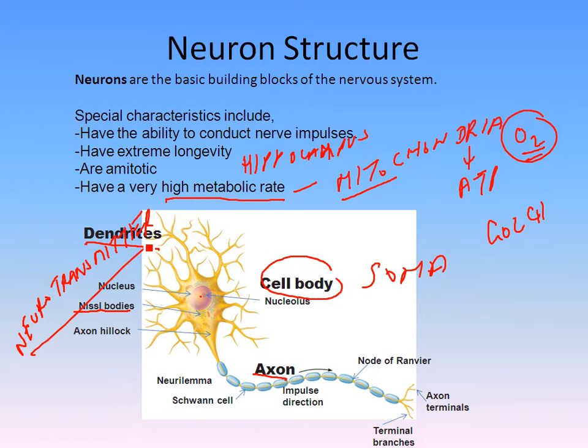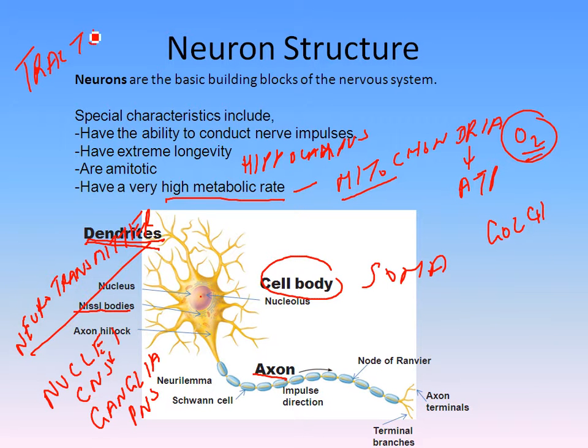Note that a cluster of cell bodies is called nuclei in the central nervous system, and ganglia in the peripheral nervous system. There are arm-like processes that extend from the cell body, as we said. One of them is the dendrites, and the other one is the axon. Bundles of neuron processes are called tracts in the central nervous system, and nerves in the peripheral nervous system.